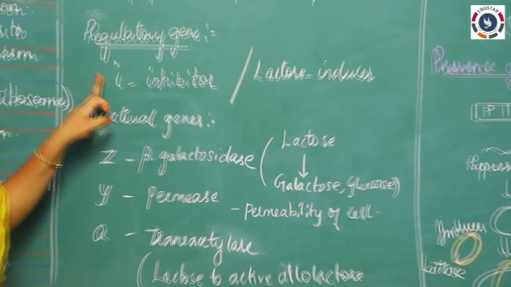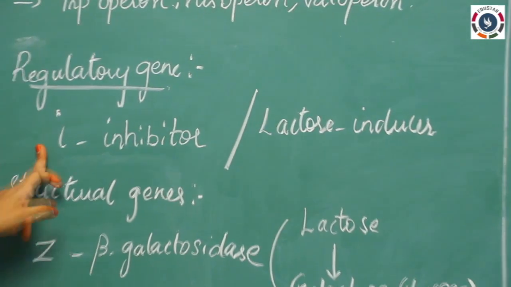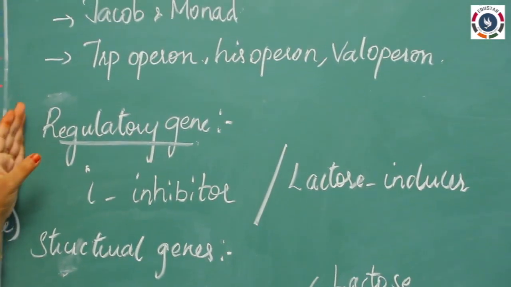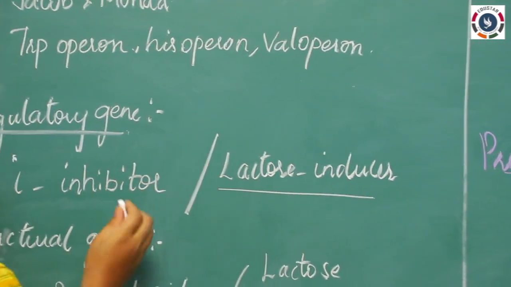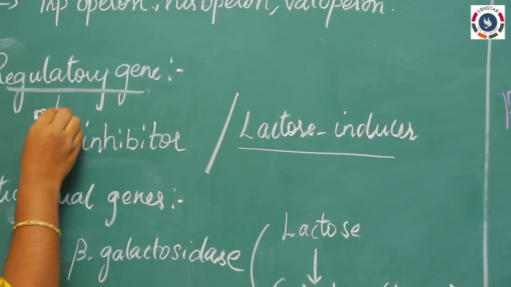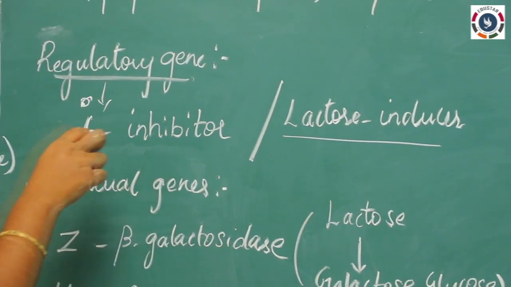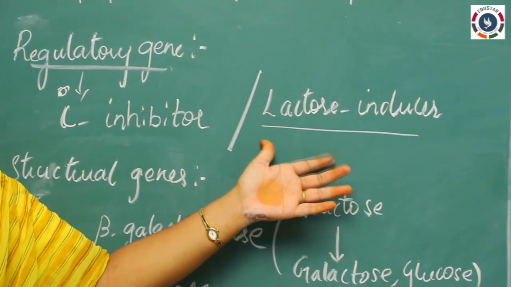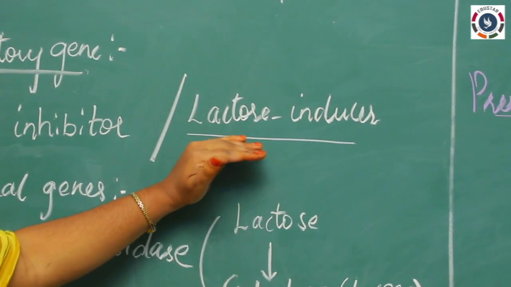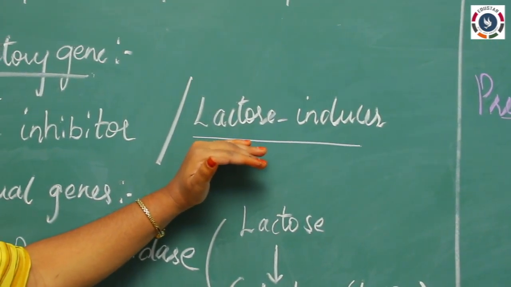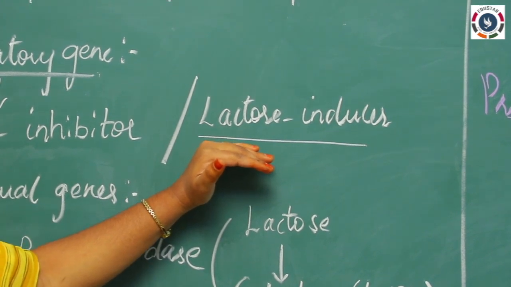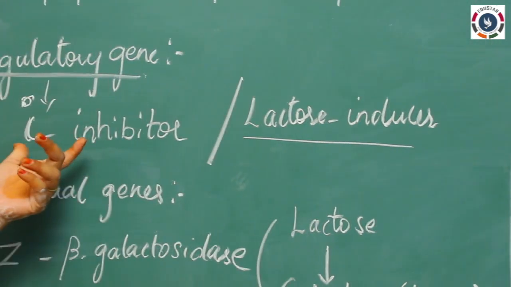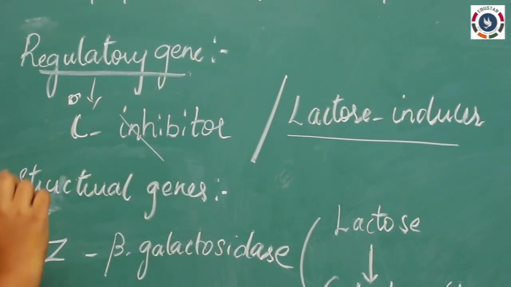This regulatory gene we give the name I. Don't confuse it with inducer. In this lac operon, lactose is acting as an inducer, and our I, the regulatory gene, is acting as an inhibitor. You have to know the difference between inhibitor and inducer. First, let us see what an inducer is. An inducer is a compound responsible for starting a process, that is, for inducing it. If the compound is present, then the process will start, right? If it is an inhibitor, it will stop the particular reaction.